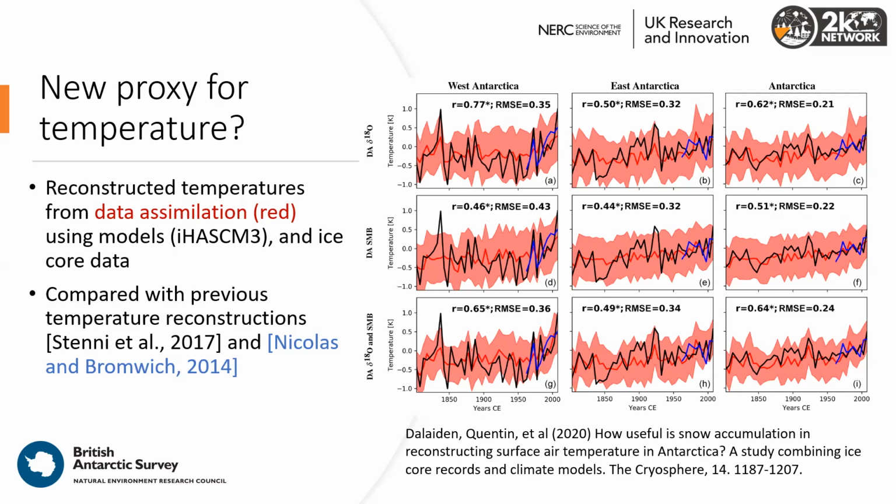So the data assimilation approaches that have been done by this group have really confirmed the benefits of using not just a single proxy, the stable water isotopes, but actually a combination of the two. So combining the surface mass balance and the stable water isotopes produces a much better and much more robust reconstruction of surface air temperature.